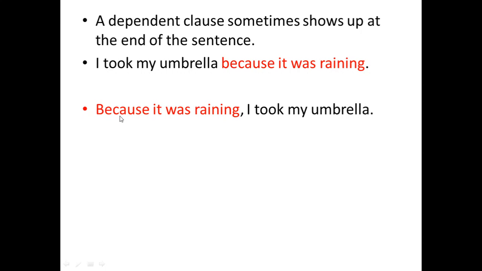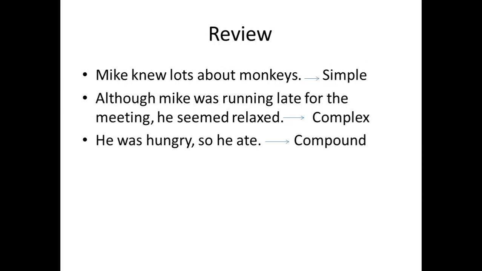And likewise, often, it shows up at the beginning of a sentence. So here, this is a dependent clause, and I took my umbrella is the independent clause, because it gives complete meaning. I took my umbrella. That's it. So let's review those three types of sentence structures.